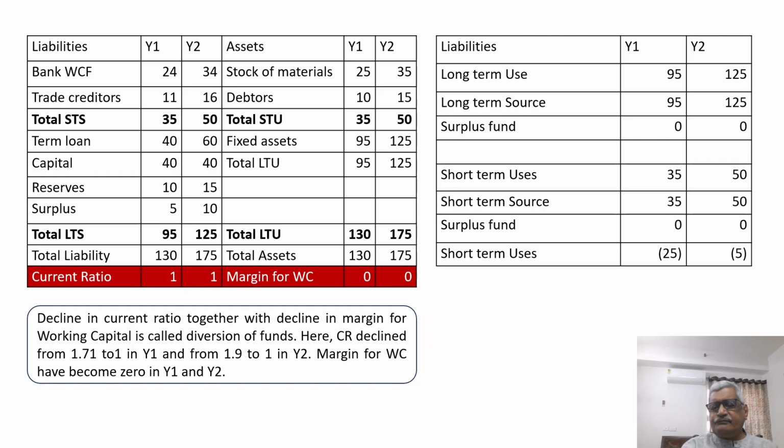Long-term uses are 95 and 125. Long-term sources are 95 and 125, and the surplus fund is 0. The short-term uses are 35 and 50. Short-term sources are 35 and 50. So the surplus fund available from the long-term sources and uses has become 0, 0. So the short-term uses of 25 and 5 have been funded by short-term sources.